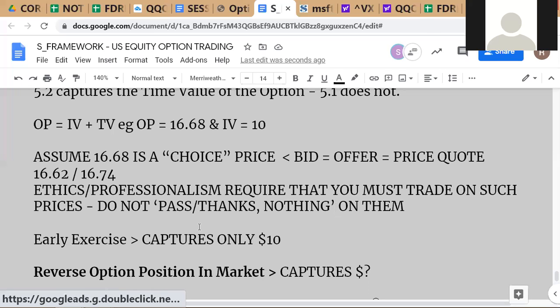This is okay if you have a normal bid offer price, but if somebody quotes you a choice price, you should not decline that price. You must trade on that price. So this is basically about ethics and professionalism. You are not required legally to trade on them. Do not pass. If you pass, it's done by.